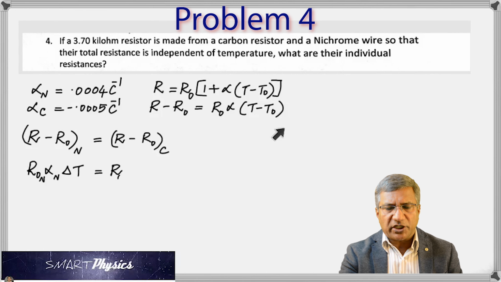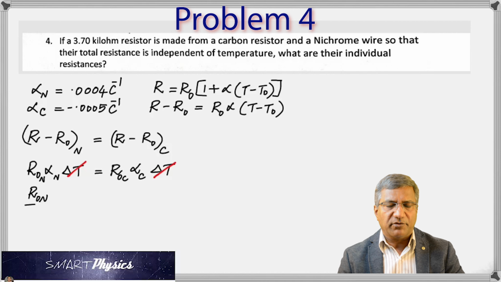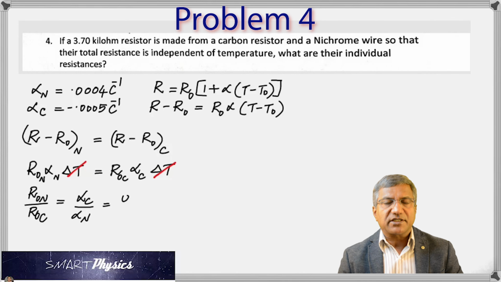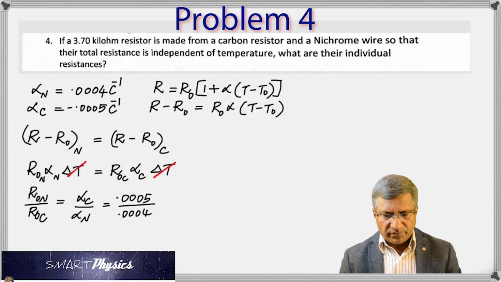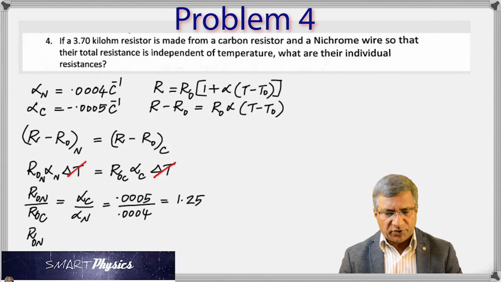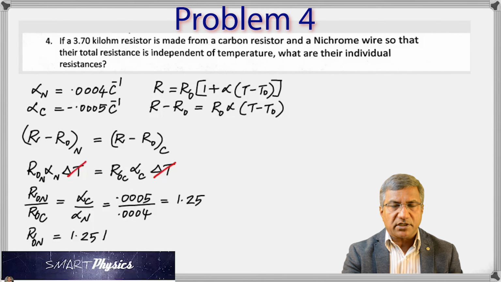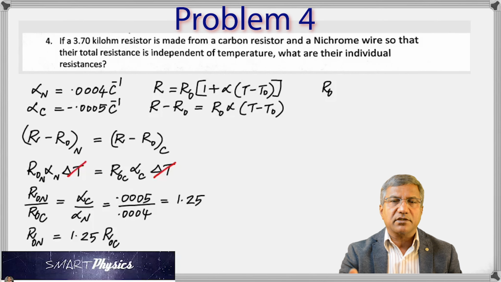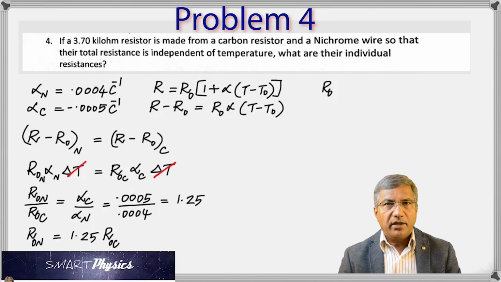And then the formula for change in resistance is right here. So what I've done is I've used that. Delta T gets canceled from both sides. And then I rearrange to get the ratio and set it equal to alpha C by alpha N, which we have. So when I do the math, I get 1.25, which means the original resistance of nichrome is 1.25 times the original resistance of carbon.